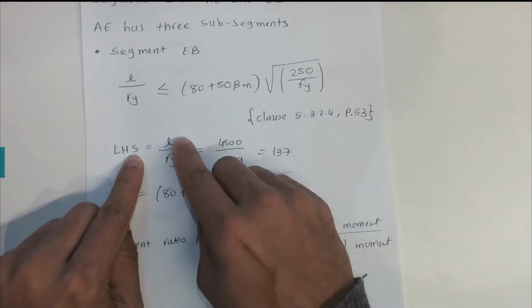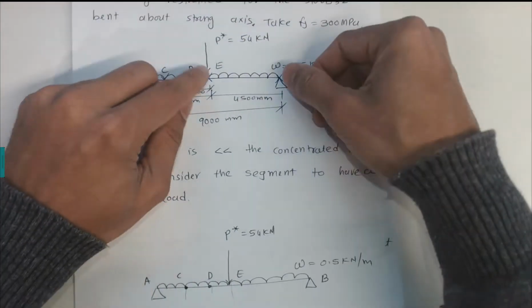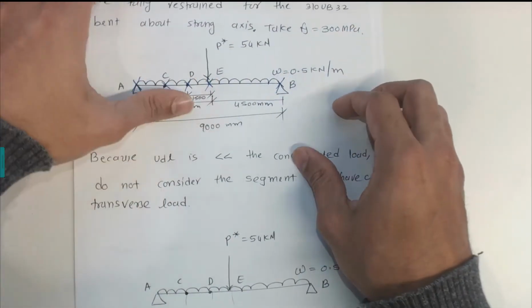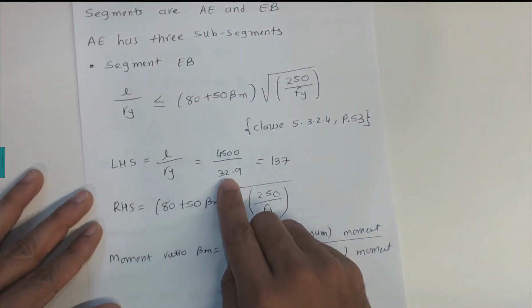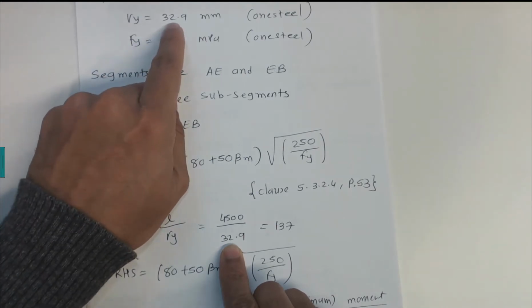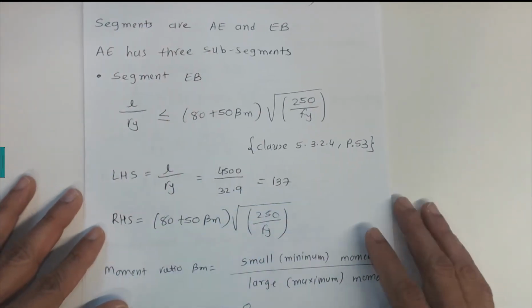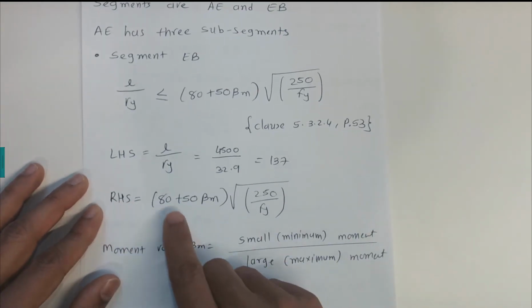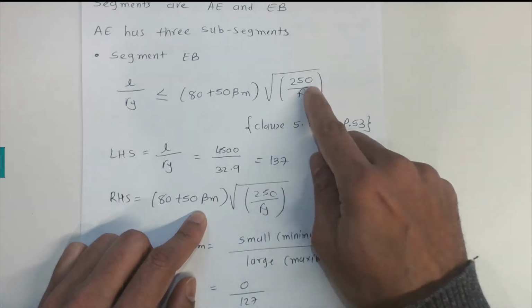So let's break this down into left hand side and right hand side. The left hand side is L over Ry, and the length is the segment, so we are working with EB. So we have 4500 millimeters divided by the radius of gyration Ry. We extract it from the One Steel table, 32.9, substitute that value, and we get 137. Right hand side is 80 plus 15 beta m, square root of 250 over Fy.